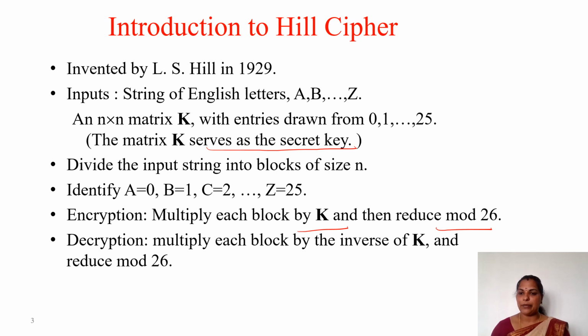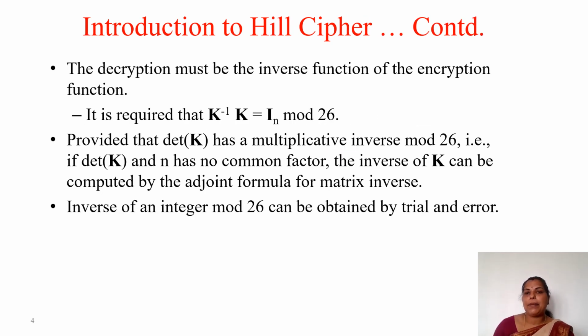Then decryption is a reverse process, but here for the key we have to take the inverse of the K matrix. So you have to be aware of matrix inverse to perform the decryption process in Hill cipher. The decryption must be the inverse function of the encryption function. That is, it is required that K inverse K equals I_N mod 26. You know what I_N is? It is an identity matrix. If we multiply K with the inverse matrix, we get the identity matrix I_N mod 26, provided that det K has a multiplicative inverse.